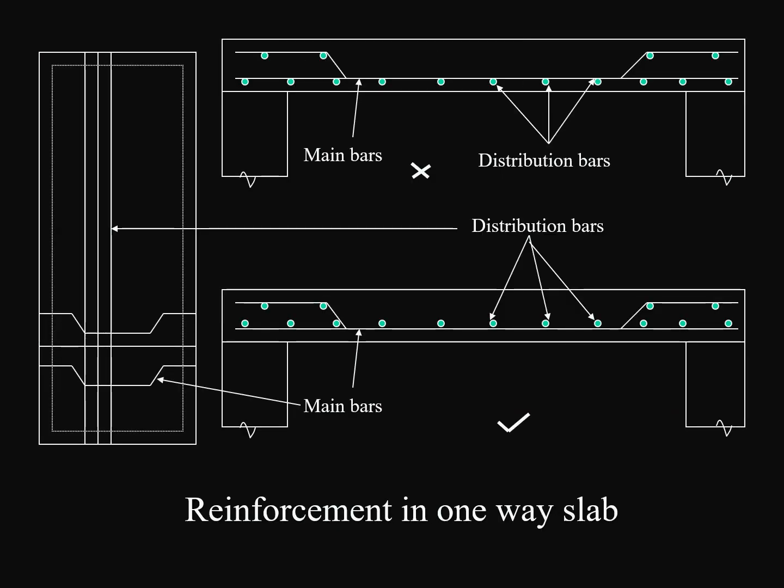For slab, this is for a one-way slab, where the main steel is provided at the top and distribution is provided below that, which is not correct. As the tension is at the bottom, the main bar should be provided at the bottom and the distribution bar should be provided above that, which is shown correctly in the second section shown below.